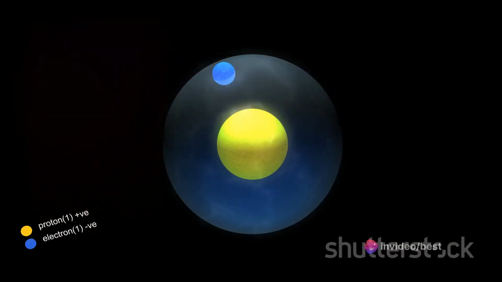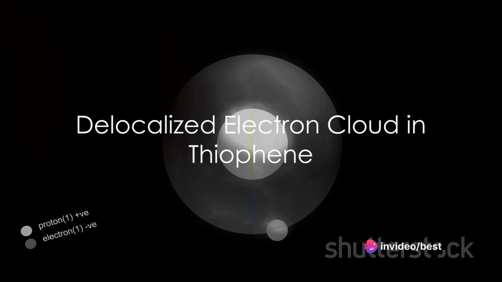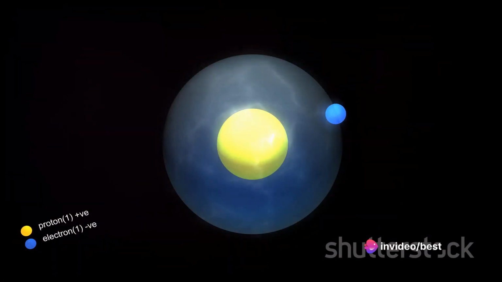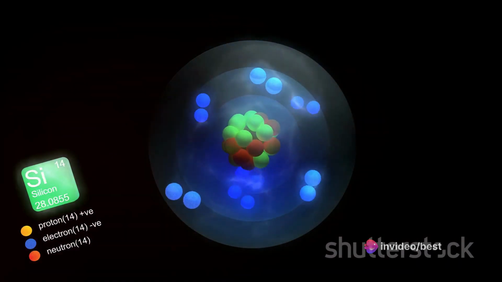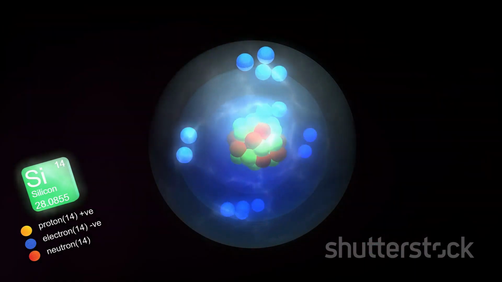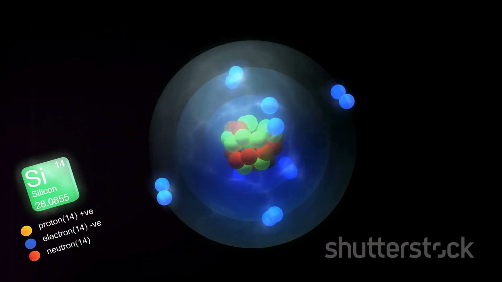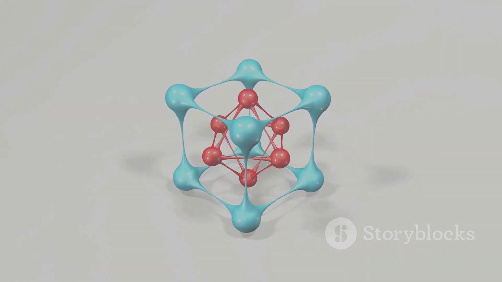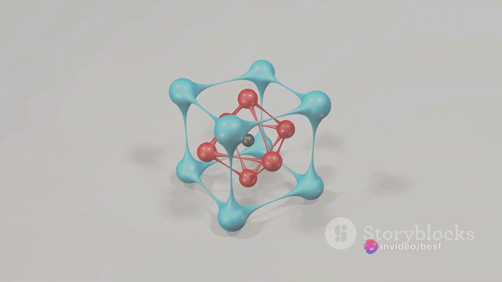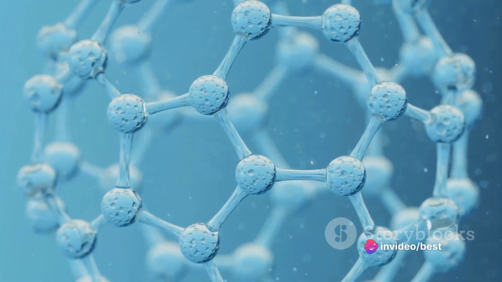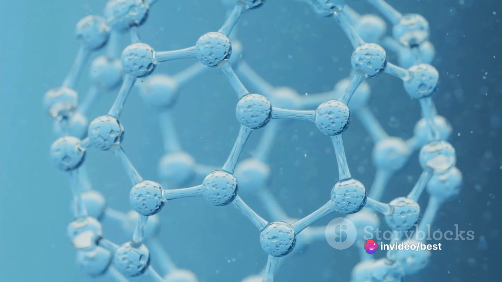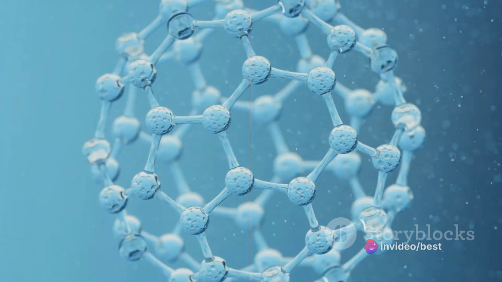sigma bond. The unhybridized p orbital of sulfur, which contains two electrons, along with the unhybridized orbitals of each carbon atom, which each contain one electron, form a delocalized electron cloud above and below the pentagonal ring of thiophene. This delocalized electron cloud contributes to the stability of the molecule.